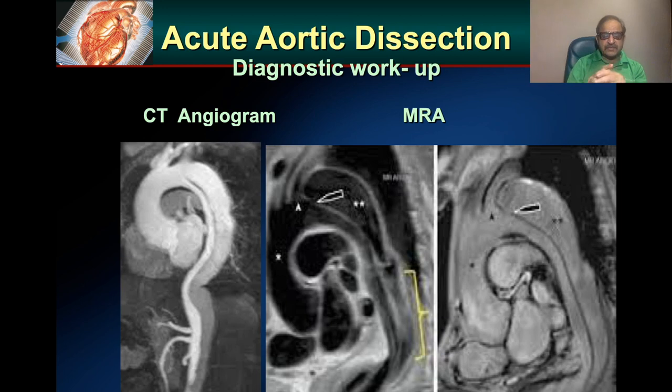CT angio nicely shows the dissection flap, and so does the MRA. You can nicely see the straight line on the right side of the picture, the descending aorta, rightmost picture, and on the left side, the CT angio, you can see a gray line, straight. This is the dissection flap, and in the middle, the dissection flap is also shown by an arrow.